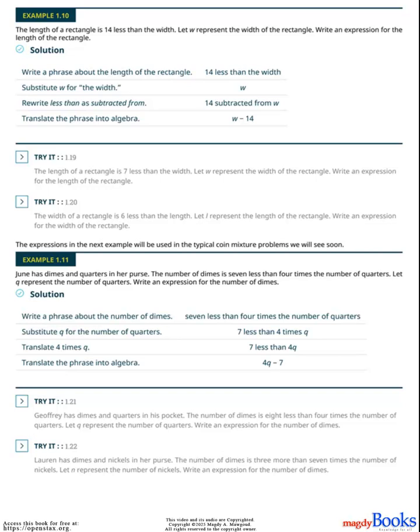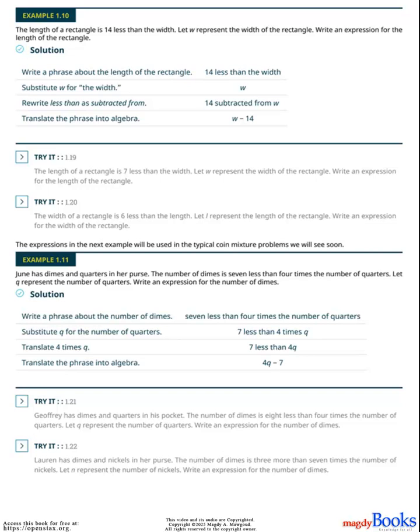Try it 1.19. The length of a rectangle is 7 less than the width. Let W represent the width of the rectangle. Write an expression for the length of the rectangle. Try it 1.20. The width of a rectangle is 6 less than the length. Let L represent the length of the rectangle. Write an expression for the width of the rectangle.